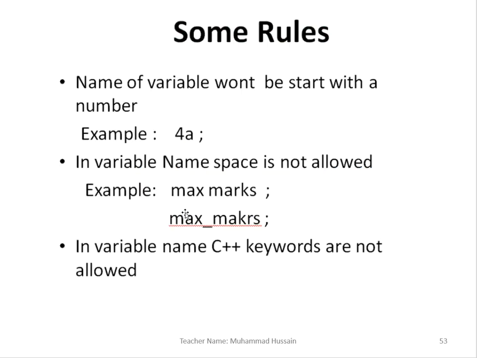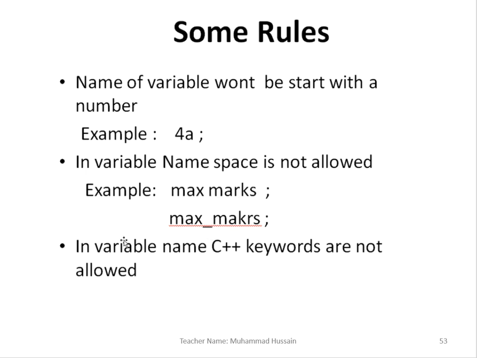Some rules for writing variables, how to write a variable actually. The name of a variable won't start with a number. You cannot start with a number. This is the first condition. In a variable name, space is not allowed. You cannot write a space; you have to write, let's suppose, an underscore between words, but you cannot give a space.